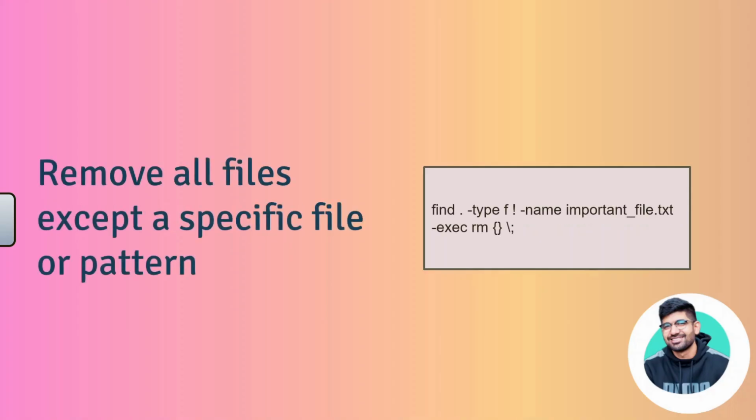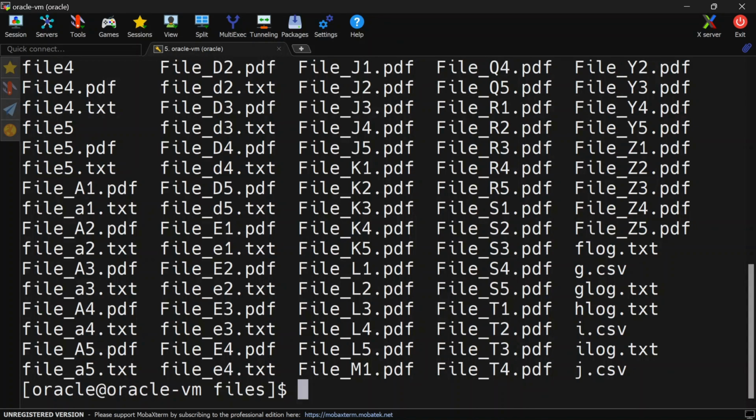Next is remove all the files except a specific file or pattern. There can be a requirement that you want to remove all files except .txt files or except a critical config file. For that again you can use rm with the find command. You can see here we have different types of files, that is .pdf, .txt and .csv. Let's say you don't want to delete .txt files and you want to delete the rest of the files.